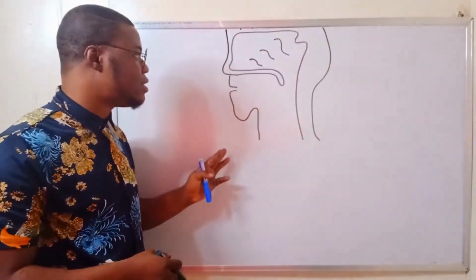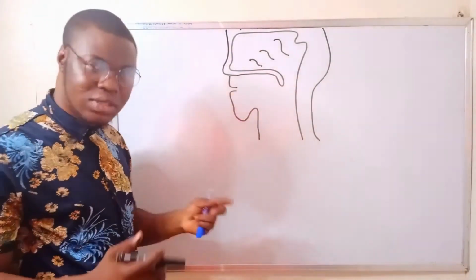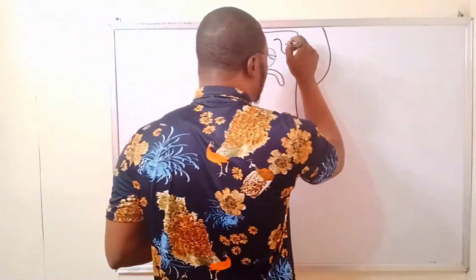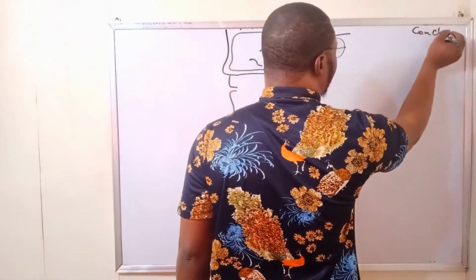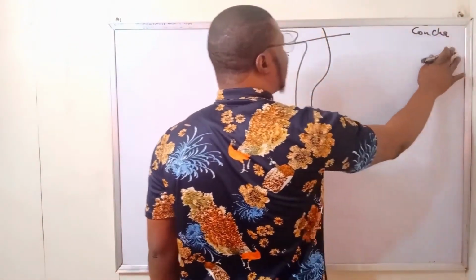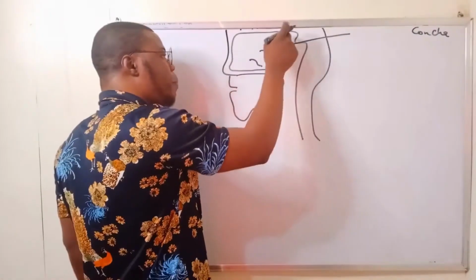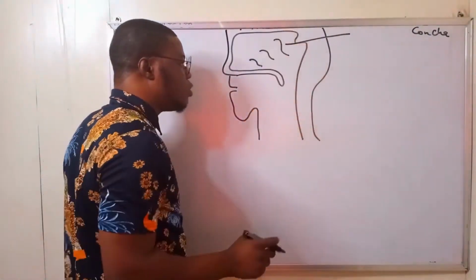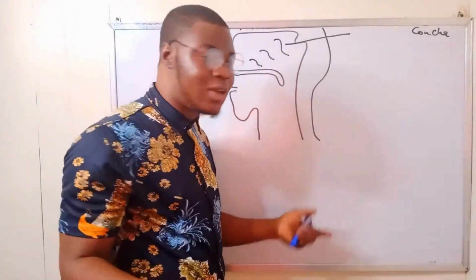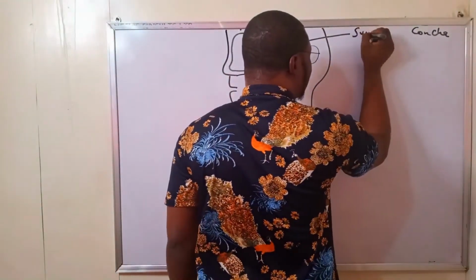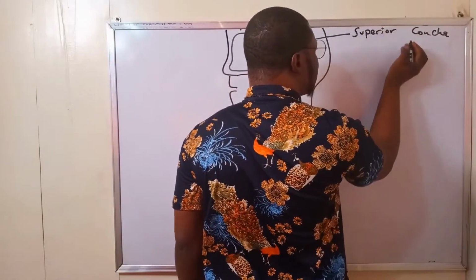Now, the point is that these three structures here, they are denoting something. So within the wall of the nose, we have some structure called conchi. Conchi is for plural, concha for singular. So we have three there. The upper one, the most superior one, is going to be superior conchi. As simple as that, from your knowledge of anatomical terms.